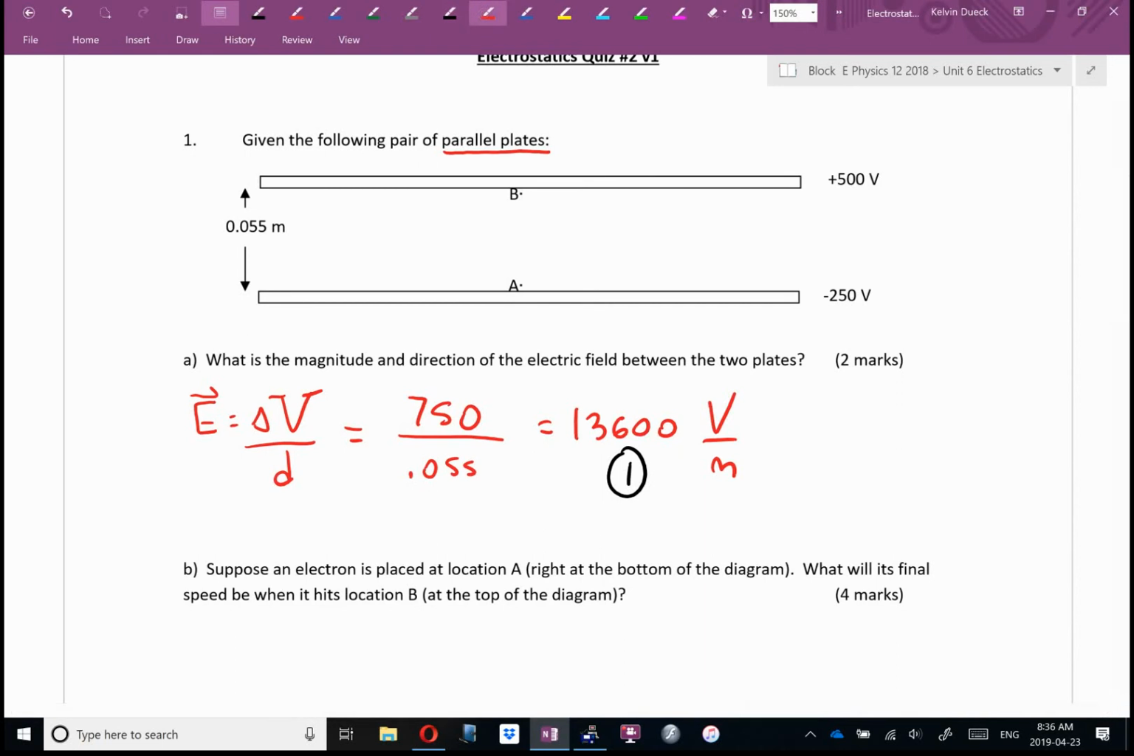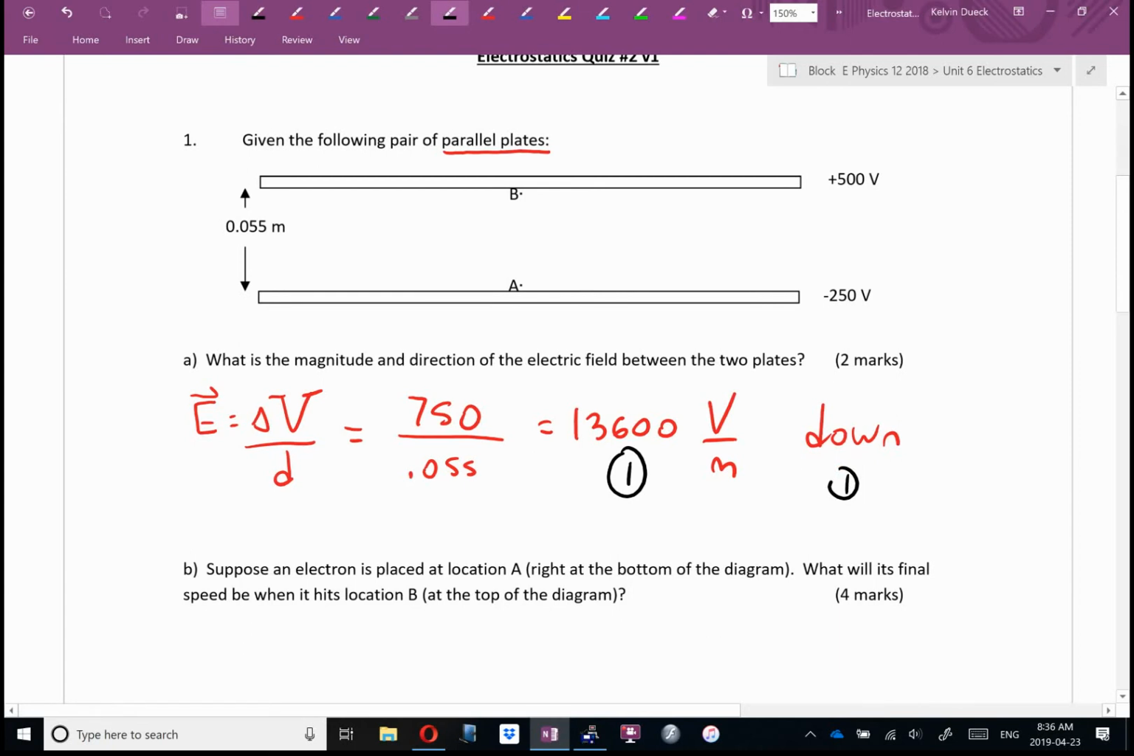Now I need the direction. I imagine a little positive charge right there, and I ask, which way would that positive charge want to move if it could? Which way? Down. Direction A, south. I'm going to say down. 1 mark.